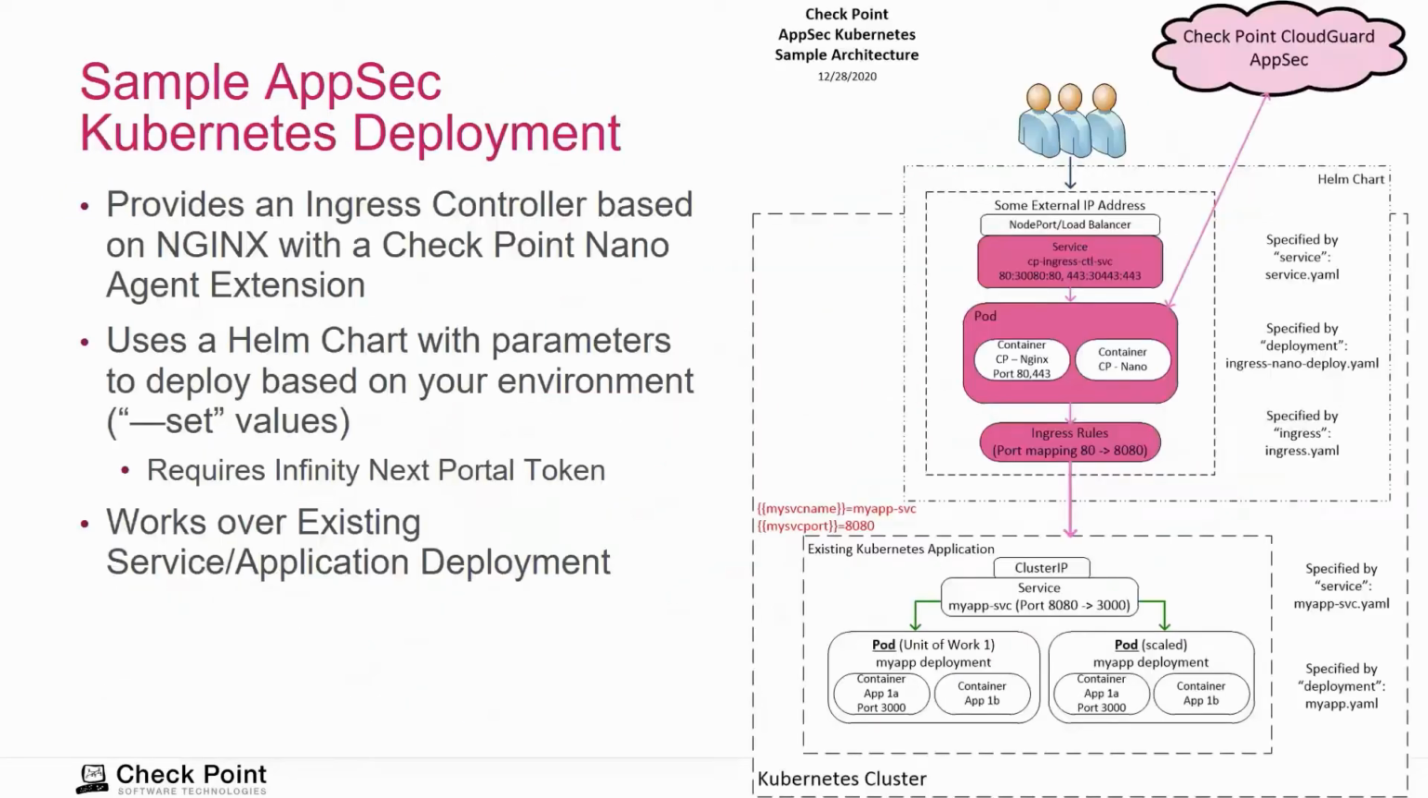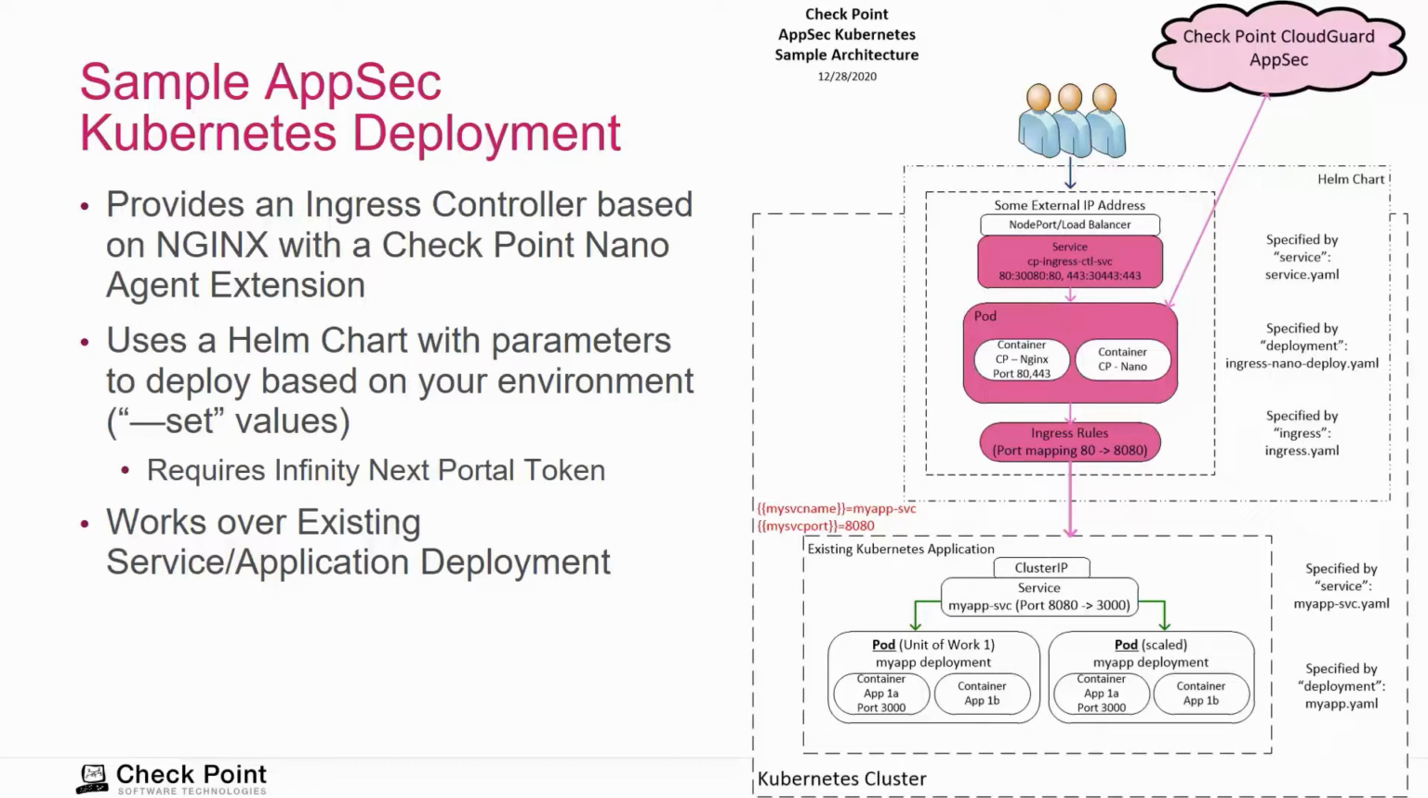So here are some of the components of what it would look like in a Kubernetes environment. At the bottom of this diagram on the right-hand side, we assume, first of all, that you have an existing Kubernetes application that you've already been working with. We've defined a couple of pods here that represent a unit of work associated with your environment that may have one or more containers. Those pods are being exposed through a service definition. In this case, it's my app-service.